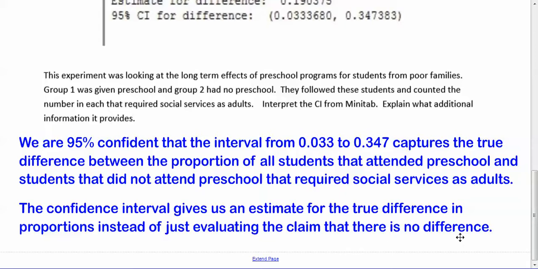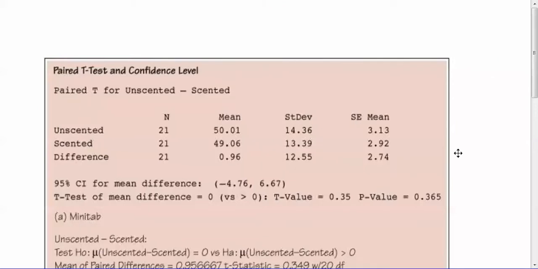Now, on the back here, I've given you a couple more examples, which I will talk through briefly. This is actually 3 different examples, and one of the things that they do is sometimes give you just enough information so that you have to look carefully to see what's going on. This first output is from Minitab, and it shows you a paired t-test, so obviously this is going to be a paired situation, for unscented minus scented. The response variable is how long it takes you to complete a maze when you're smelling pleasant scents versus when you're not smelling any scents.